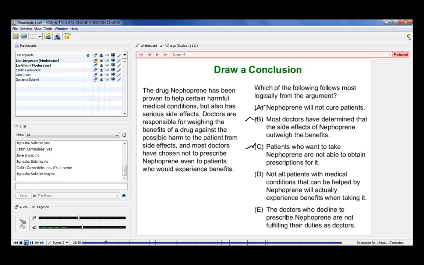Let's see, D, not all patients with medical conditions that can be helped by nifopramine will actually experience benefits. Do we know the patients aren't going to experience benefit?